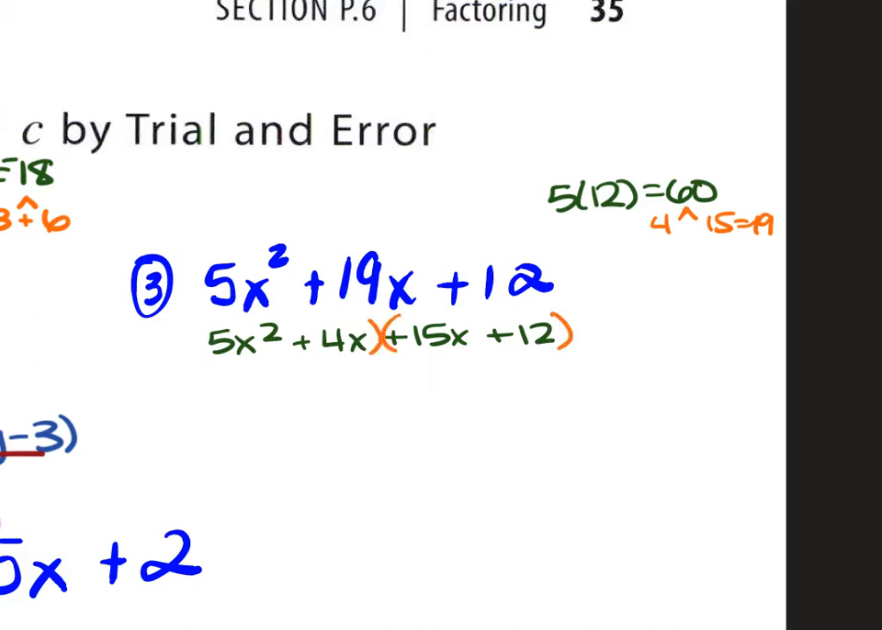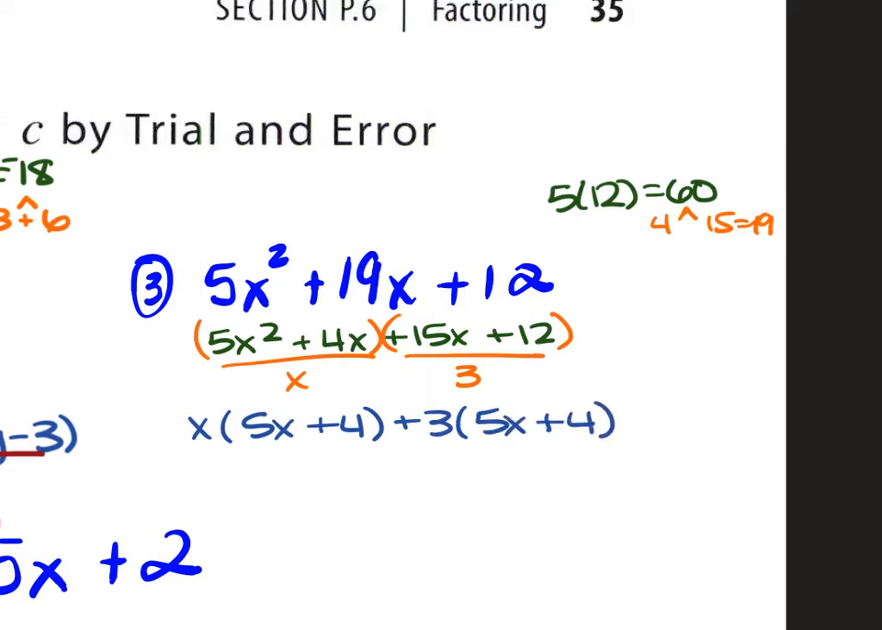Group the first two, group the last two, factor out the greatest common factor. With the first set of parentheses, it's just an x. With the second, it's a 3. So this turns into x times (5x plus 4) plus 3 times (5x plus 4). Two parentheses are the same. Rewrite one and form another with the x plus 3.